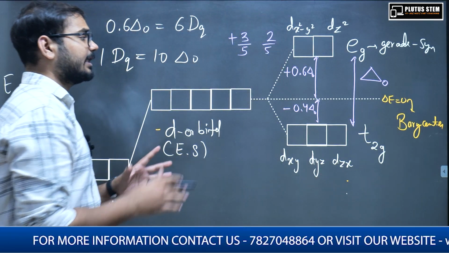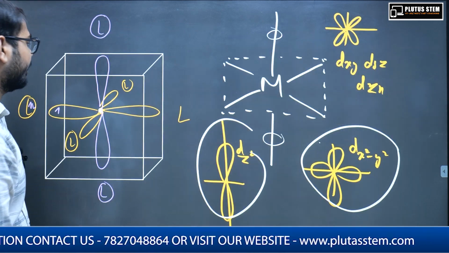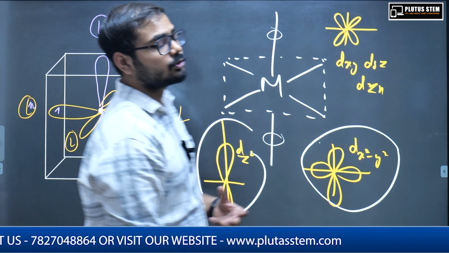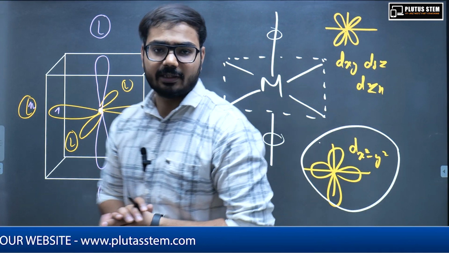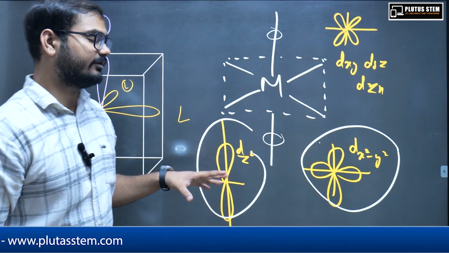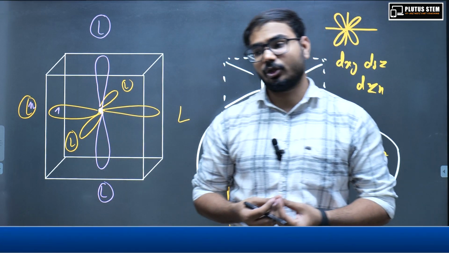Okay, so this is the reason why we get a specific splitting pattern based on the orientation and approach of the ligands and the orbitals that are being utilized. I hope this has cleared your doubts regarding how to make the CFT diagram of an octahedral complex and why a particular splitting pattern is observed.